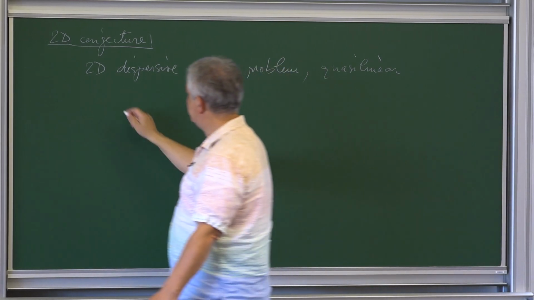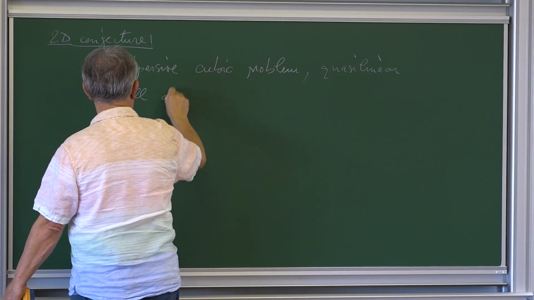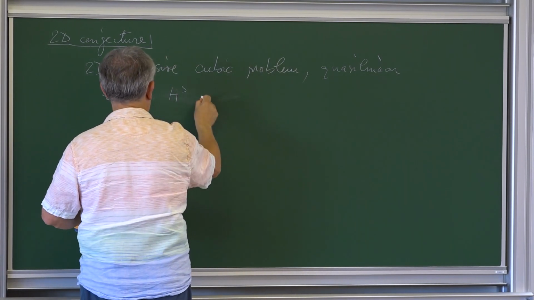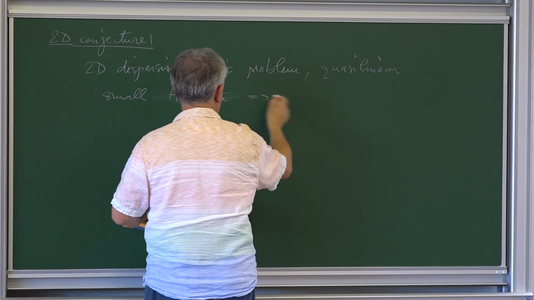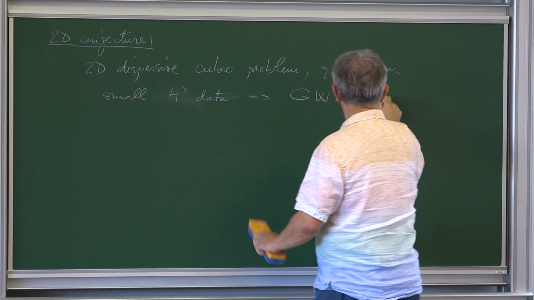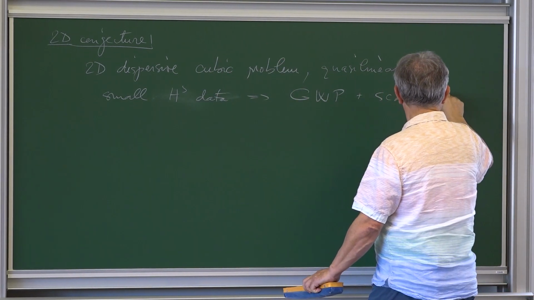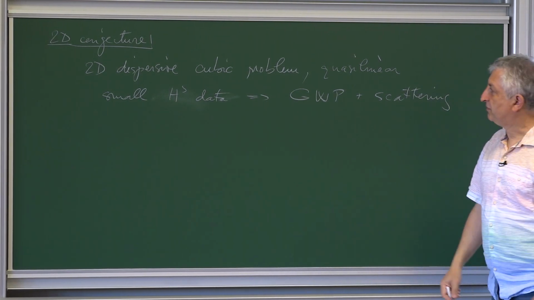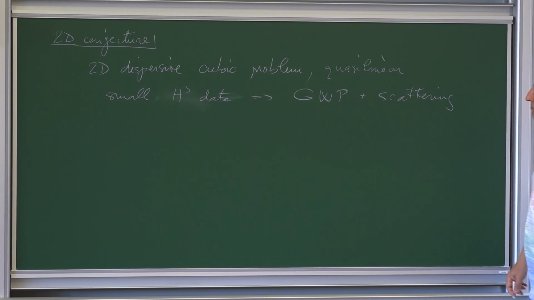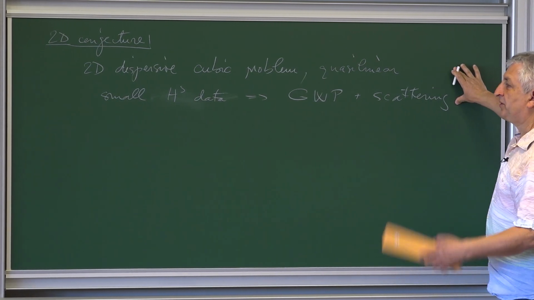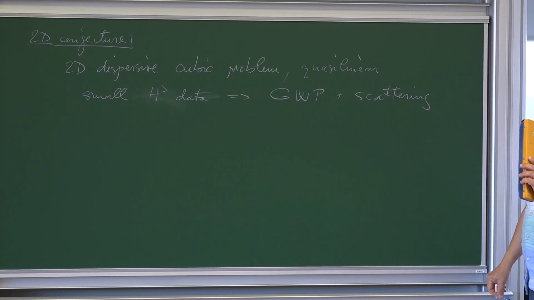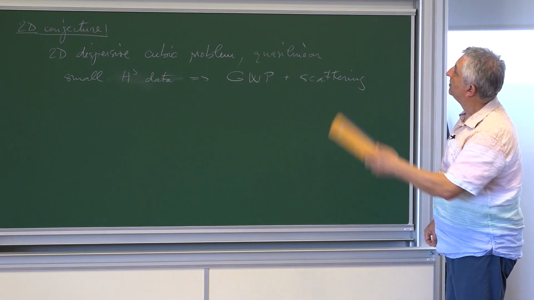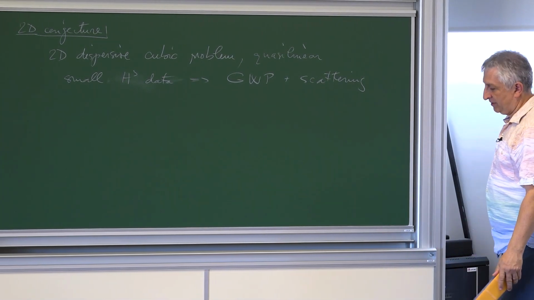And then the conjecture says small, let's say H^s, data implies global well-posedness plus scattering. And I'll remind you that this is the classical scattering. At infinity, your solution looks like a solution for the corresponding linear flow. And so our task in this paper that we have just updated last night was to see if we could prove this conjecture for these 2 equations that you have in there.